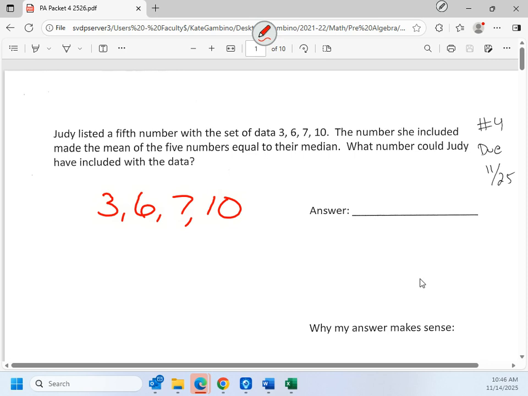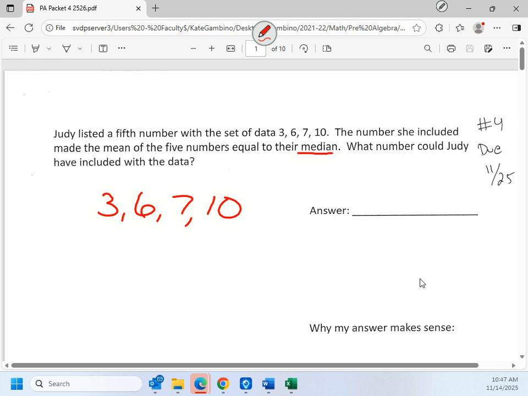You need to add up these 4 numbers. Think about what a 5th number could be. What that means is adding up all 5 numbers, dividing it by 5, it should equal the median, the middle number in your list. Okay, so it's going to be a little trial and error.